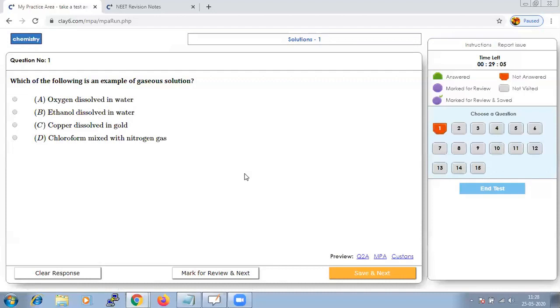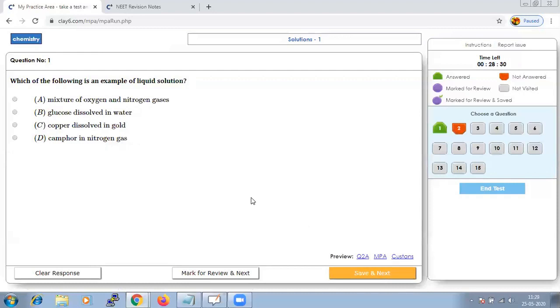But here, when we are talking about the gaseous solution, it means that the solute as well as the solvent should be in the gas phase. From the given options, it should be chloroform mixed with nitrogen, because here solute and solvent, both of them will be in the gas phase. Hence our answer D should be the right answer. Let us save that and go to next.